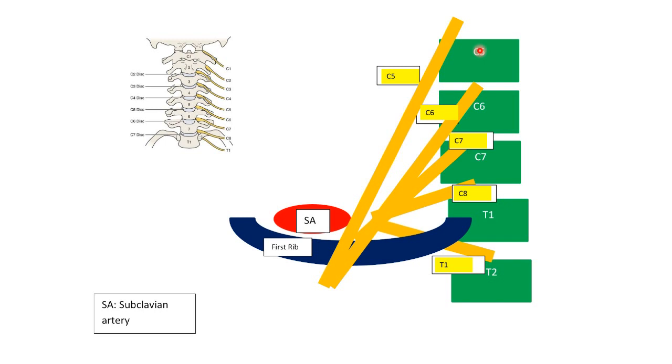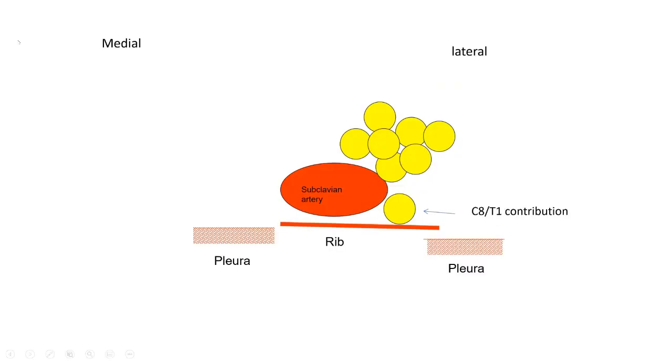So the C8 nerve arises between C7 vertebra and thoracic first vertebra, and the T1 root arises between T1 thoracic vertebra and T2 thoracic vertebra. So the contribution from C8 and T1 to the brachial plexus joins the brachial plexus quite lower down. So the contribution from C8 and T1 root lies quite close to the first rib in the so-called corner pocket, which is the pocket between the first rib, the subclavian artery in the front, and this corner over here.